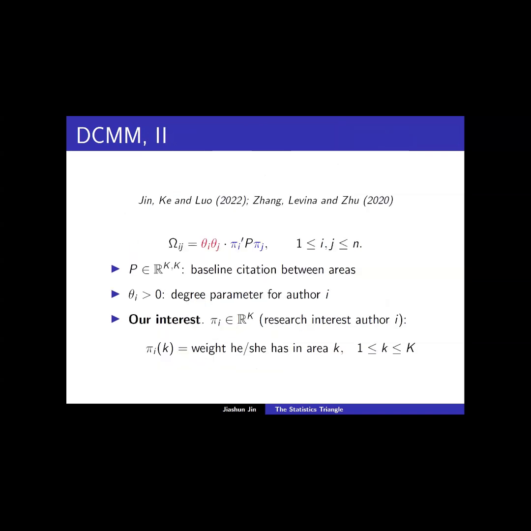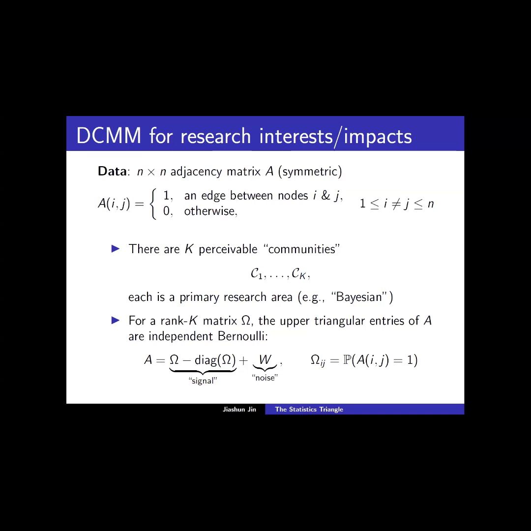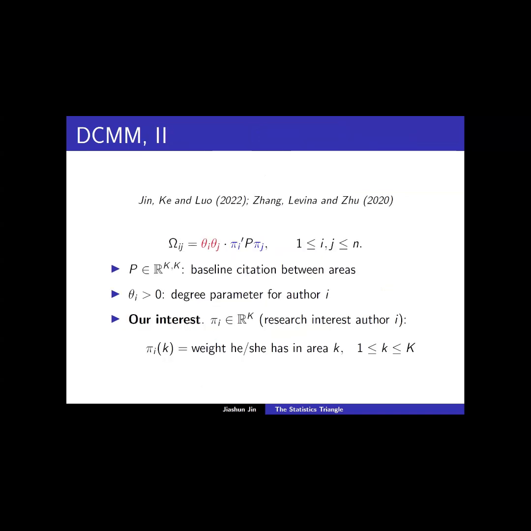Now, there is a lot of literature on how to model omega. Here we assume omega is rank k. The degree corrected mixed membership model has 3 layers. The first layer is, for every author, we use a parameter theta I to model his degree. It's not the exact degree, but when theta I is large, it means this author's degree is much higher. For example, Elon Musk, if he's in this network, his theta I is very large compared to other people.